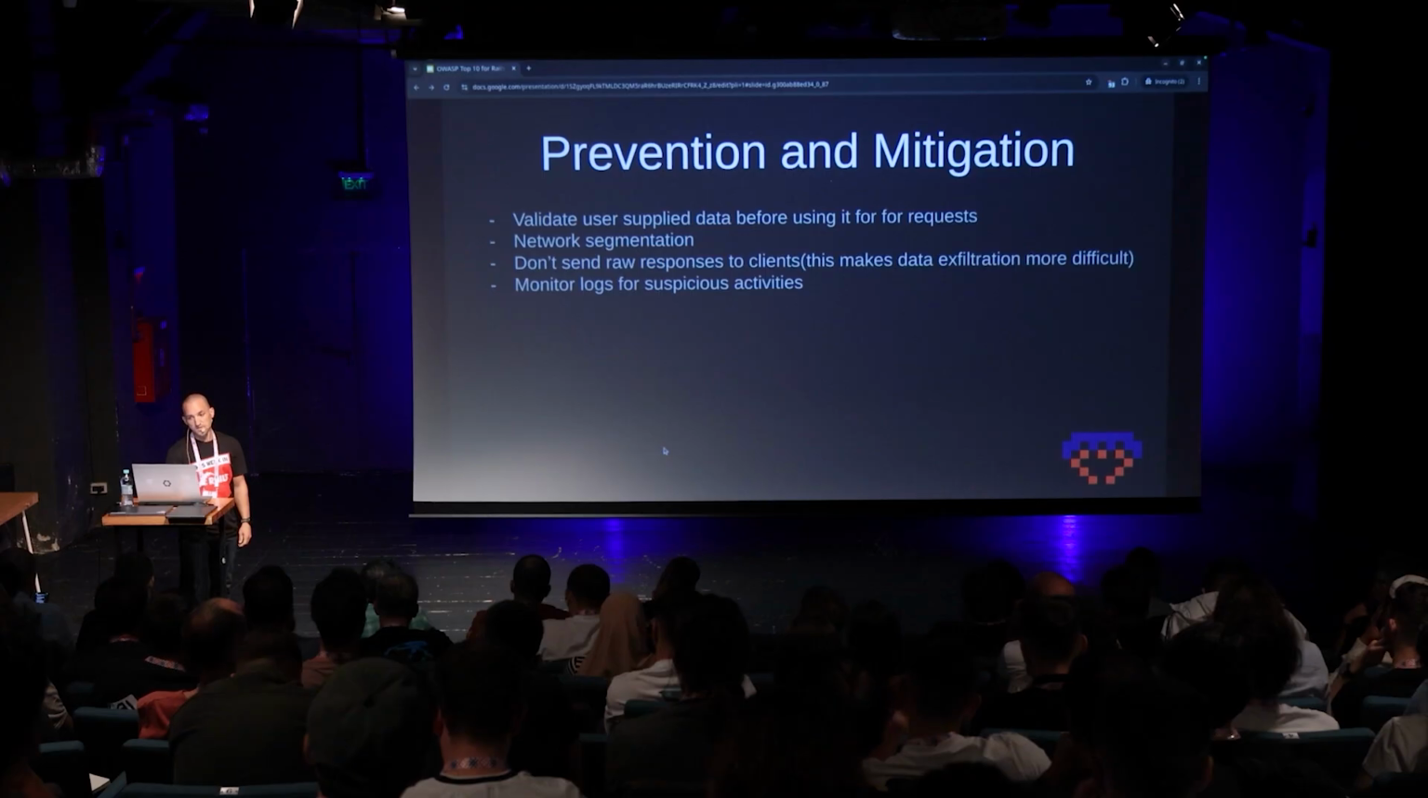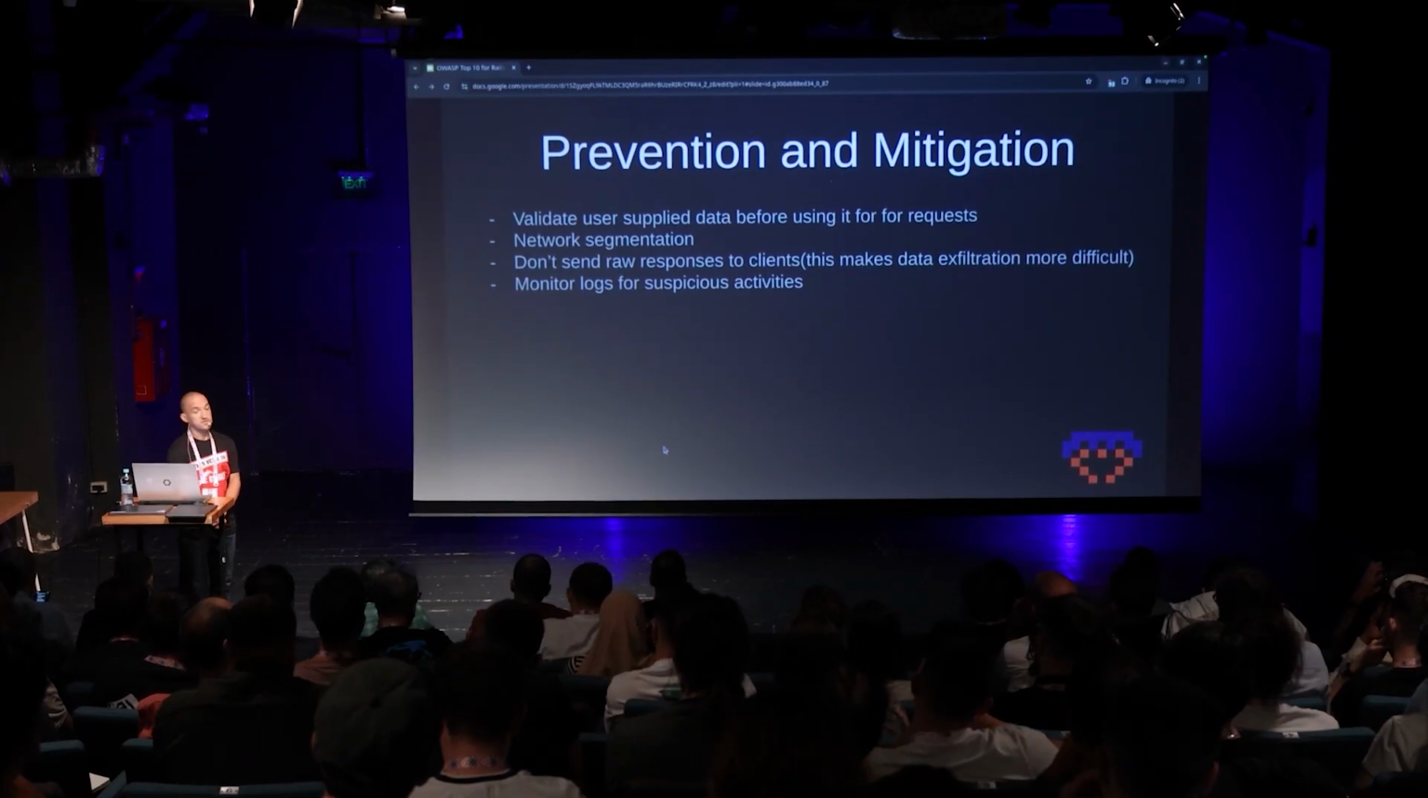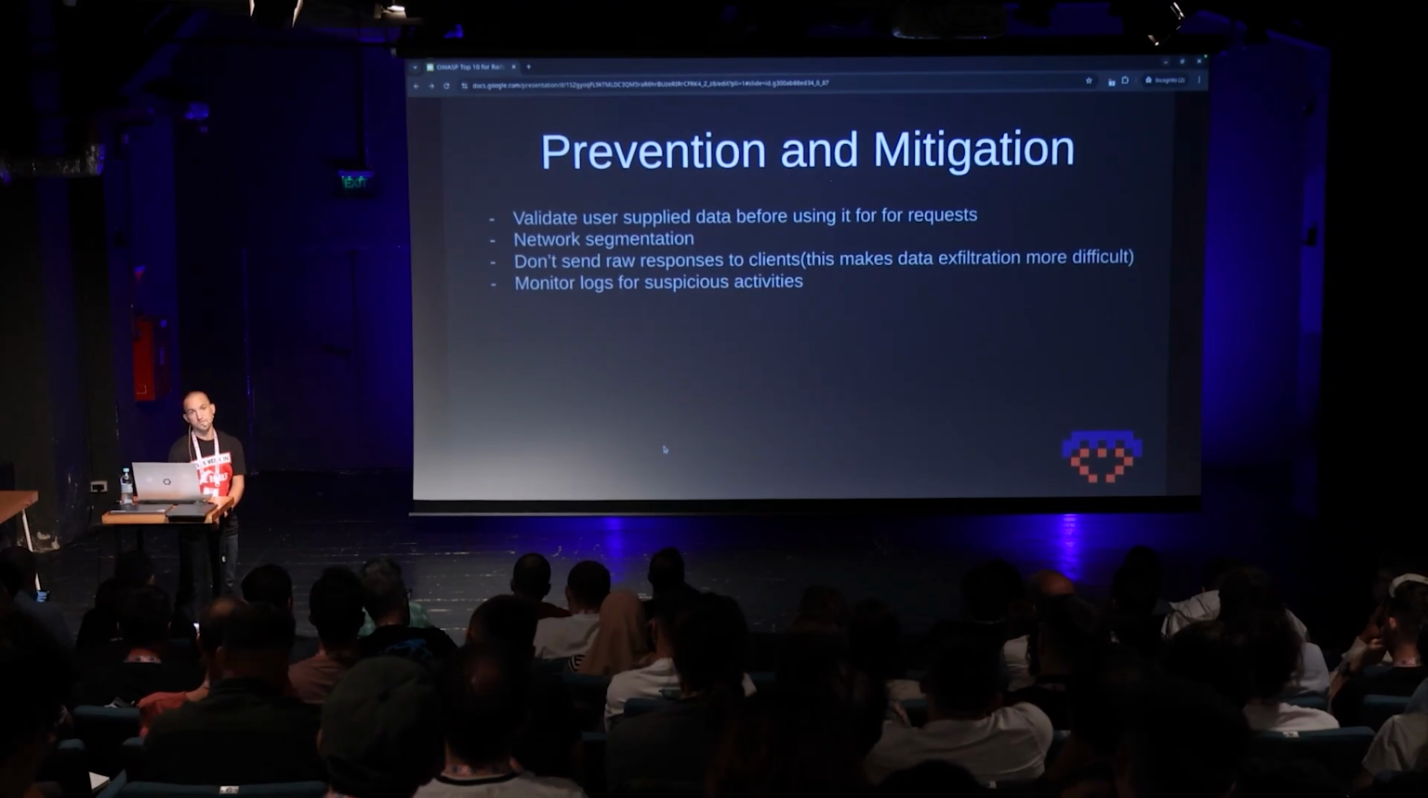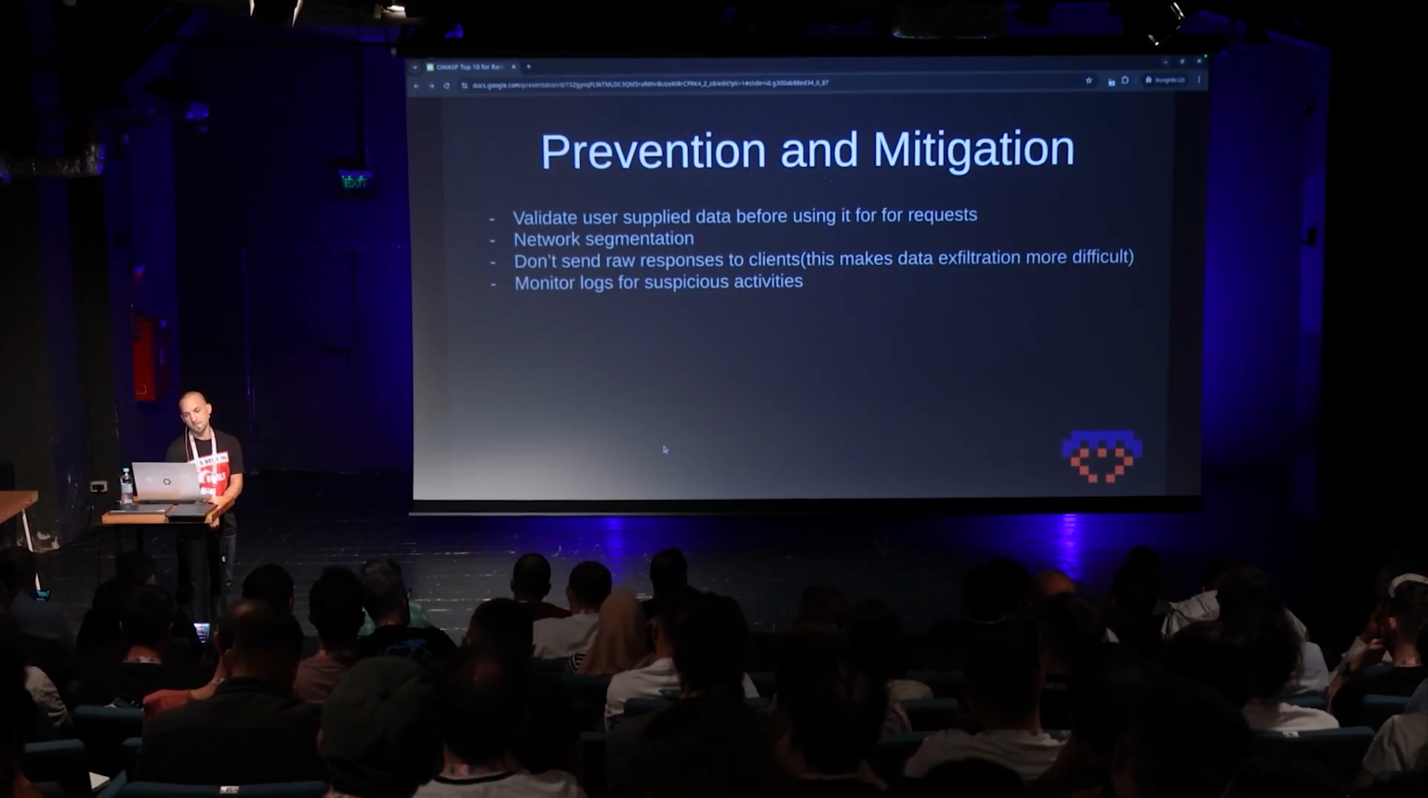To prevent and mitigate this issue, you should validate your user-supplied data before using it for requests. You should use network segmentation, so your incoming traffic and outgoing traffic are on different network interfaces. They have a different IP. You can block everything on the one which you are using for the outgoing traffic, so you don't give an attack vector to malicious users. And you shouldn't send raw requests back to the clients, because that makes data exfiltration very easy. Make hackers' lives more difficult. And also, you should monitor your logs for suspicious activities, because that might tell you that you have an issue and you should fix it.